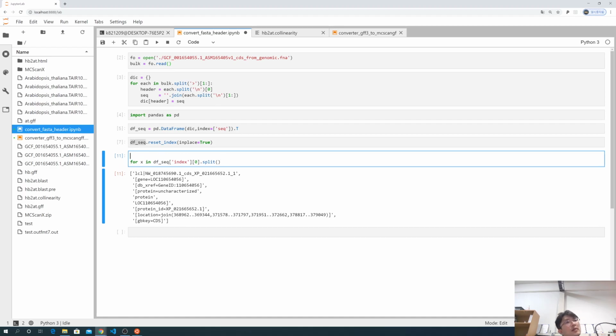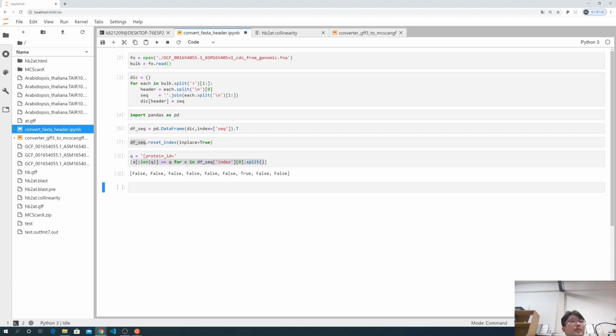So the query is protein ID. Okay? Protein ID, then x, x q. Let me first check whether it is q or not. Okay, first true, right? And then we can mask it.